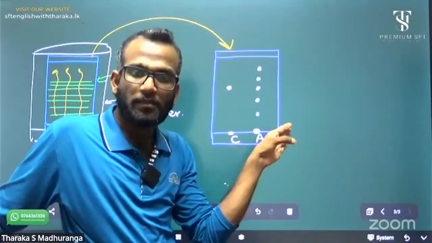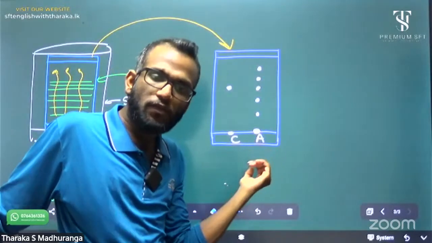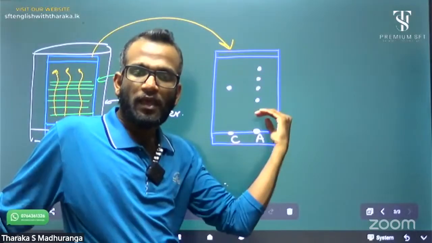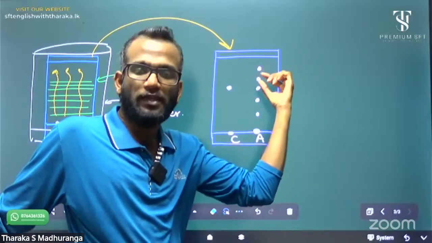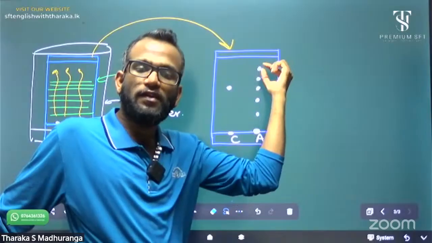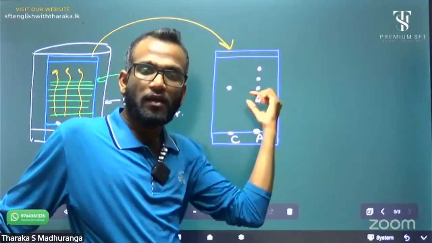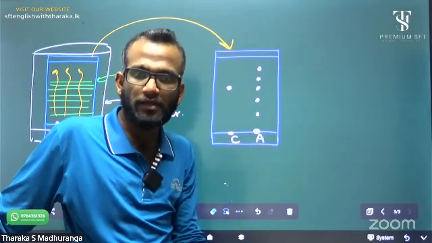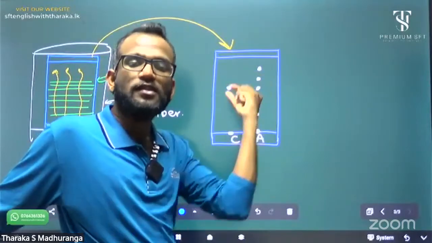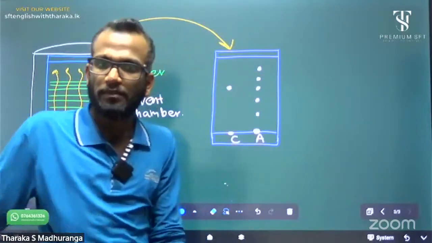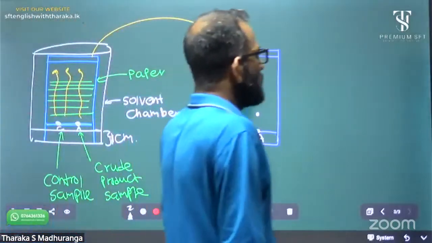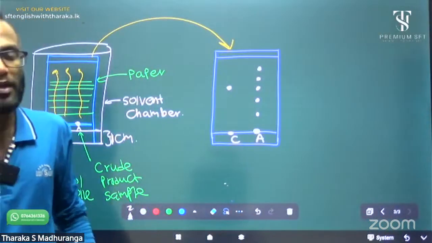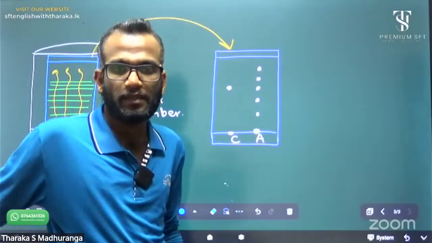According to the weight, because these compounds flow upward with the solvent, and their position depends on their weight. Low weight particles go to this level, and high weight particles are retained here, right? For the control sample also, the distance depends on its weight. And you can observe these dots using UV light.